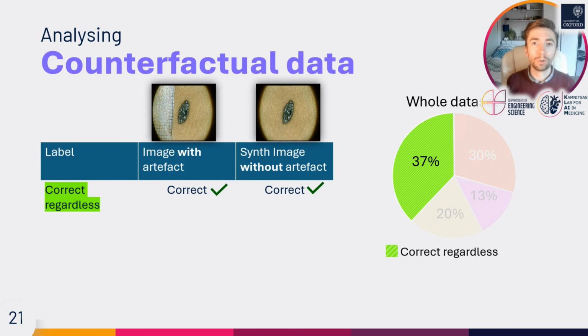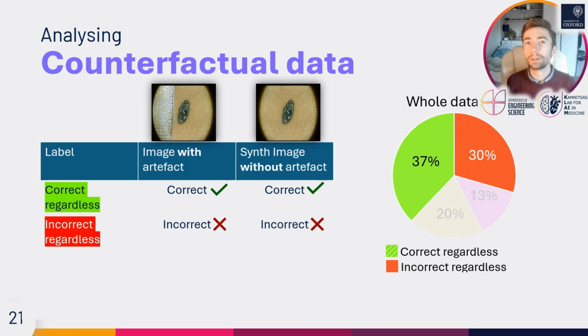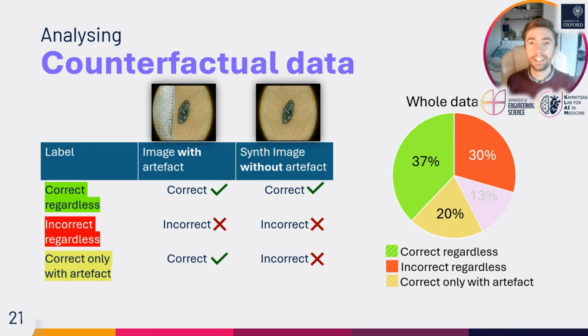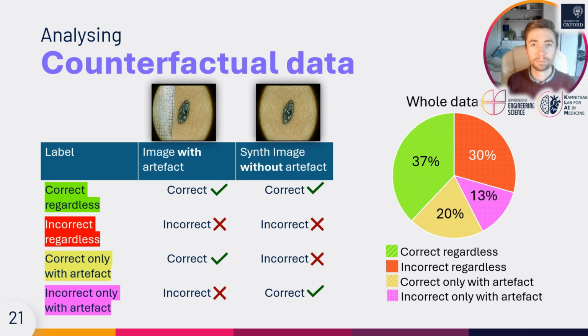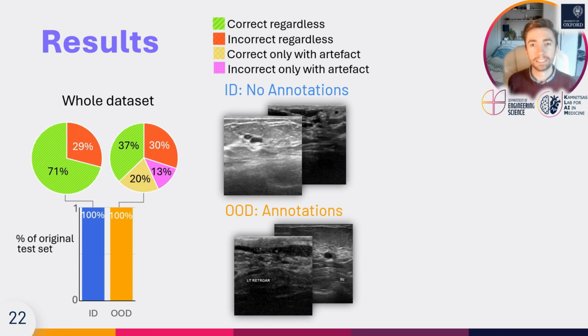We can now look at the whole counterfactual dataset. We study the model's predictions on both images without the artifact and with the artifact, and we group them into 4 groups: correct regardless, incorrect regardless, correct only with the artifact, and incorrect only with the artifact. Here are the results for the BreastMNIST dataset, where the pie chart on the left shows the predictions on the held out ID data, and the predictions on the right are for the OOD data.